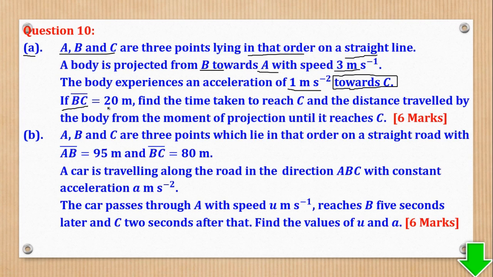If BC is equal to 20 meters, find the time taken to reach C and the distance traveled by the body from the moment of projection until it reaches C. That is part A. Part B, A, B, and C are 3 points which, okay, I think it's better to first go through part A since they are independent.